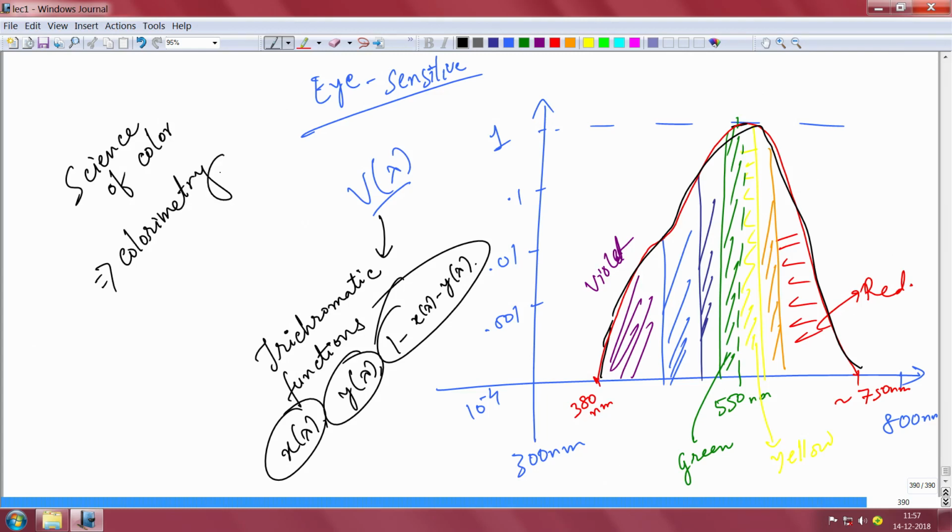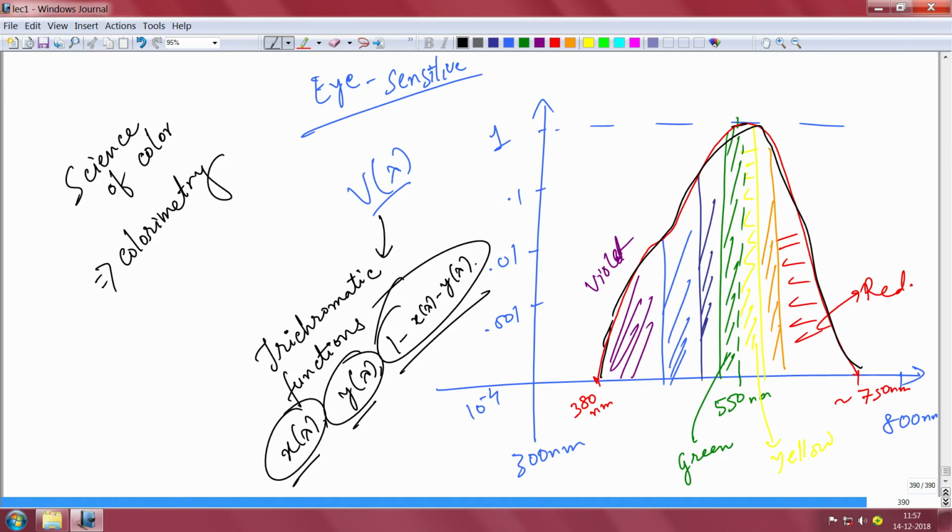Okay. The science of color is called colorimetry. It is a bit subjective. There are many organizations that will have their own principles, but typically we follow the International Commission on Illumination. And so, using these three functions, x of lambda, y of lambda, and 1 minus x minus y, we should be able to match the human eye sensitivity function.